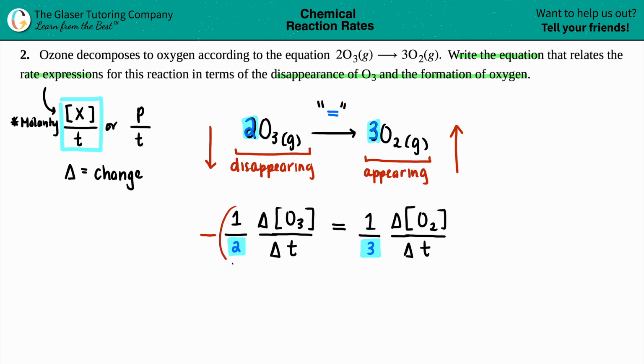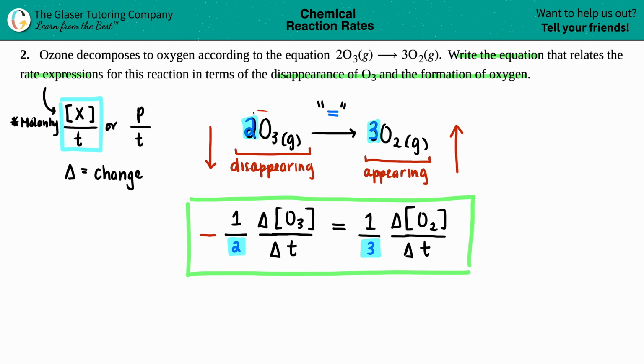And then negative times 1/2 times the change in the concentration over the time. And this is your final answer. And for a rate expression, for as many reactants and products you have, everybody's got to be in for the ride. And there were only 2 here, so you only have to give 2.